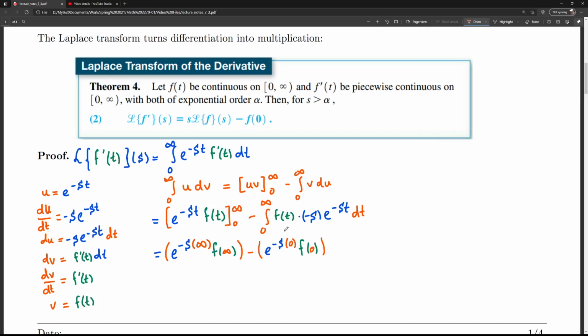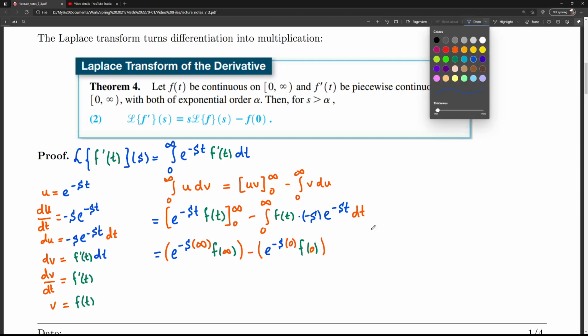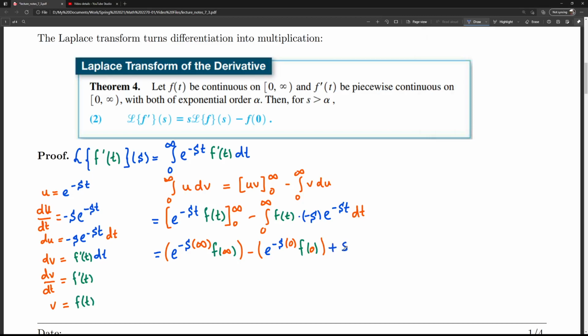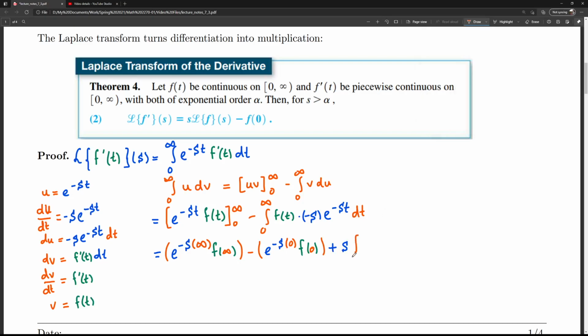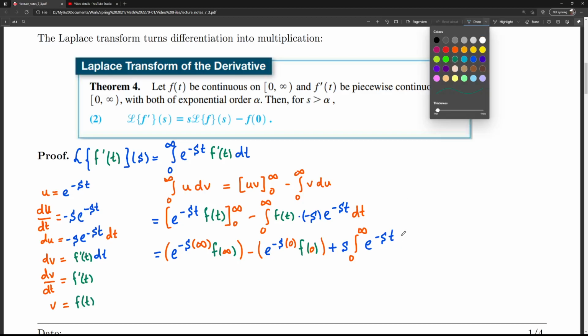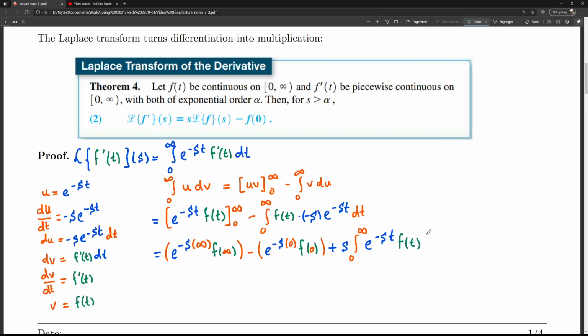And then the second part, this is an integral in t, so I can move the negative s outside, and that actually gives me a positive s. So I have plus s times the improper integral from 0 to infinity. And then what I'm left with inside there is e to the power negative st times f of t dt.